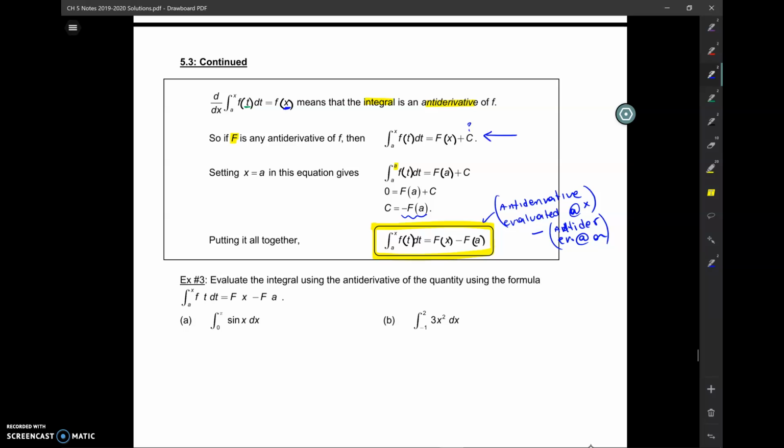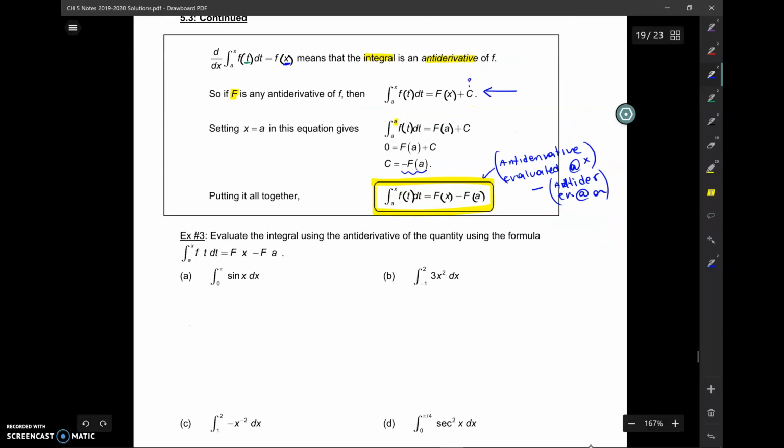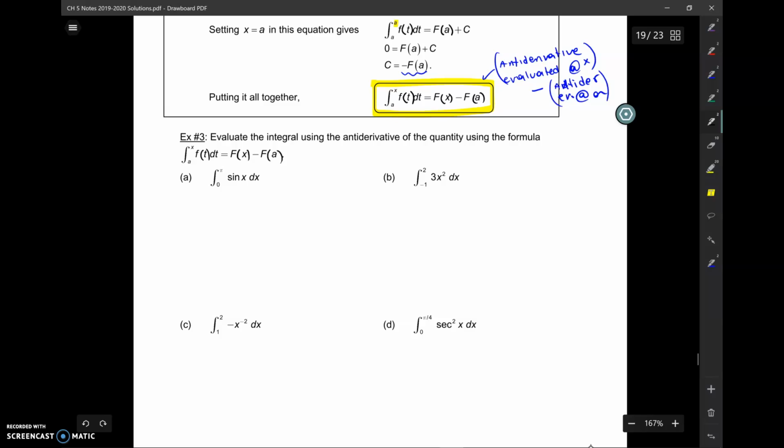All right, so let's put it all together and let's do one here. It says evaluate the integral using the antiderivative, using the formula. So here we go. I have 0 to pi. This is a definite integral now. I have the integral from 0 to pi of sine of x dx, right? What I need to do here is, this is going to be equal to the antiderivative. What is the antiderivative of sine of x? It's negative cosine x. So this is negative cosine x.